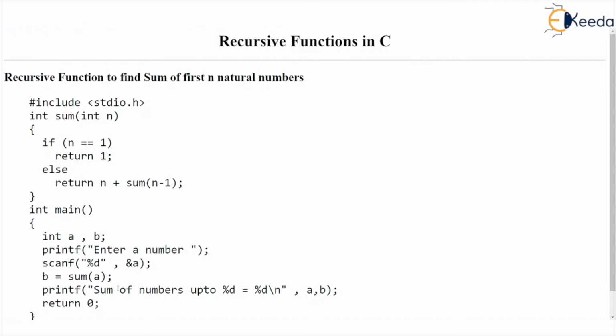I hope this problem of finding the sum of n numbers is very clear, and ultimately when we get back the answer in main, we will print the answer as sum of numbers up to %d is %d. So the output is going to be sum of numbers up to 3 is equal to 6. That's it. This was the example of finding the sum of first n natural numbers.